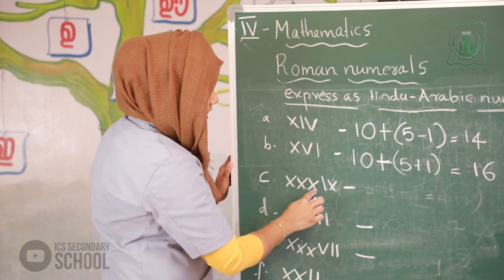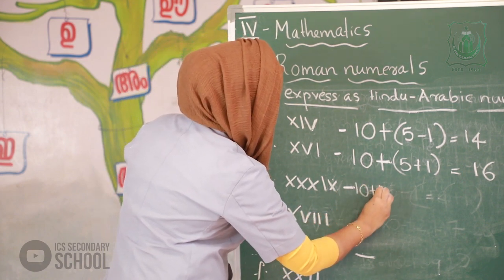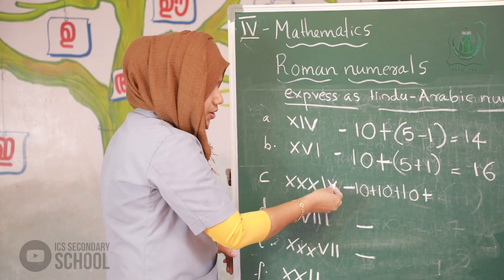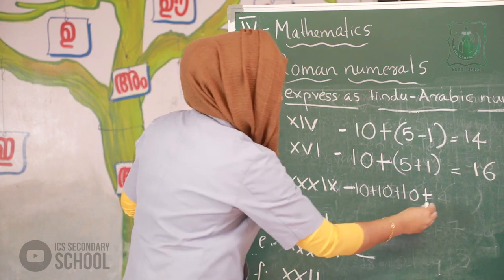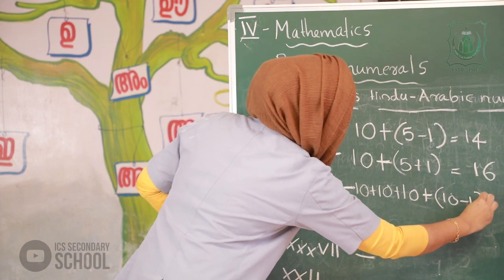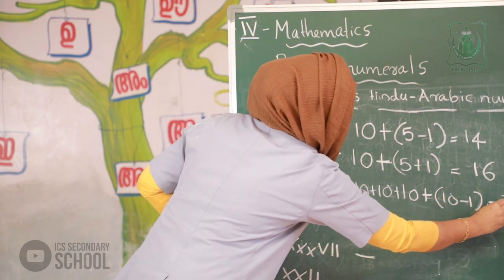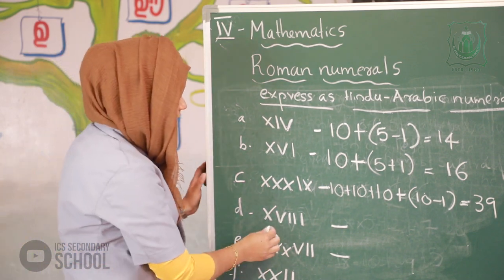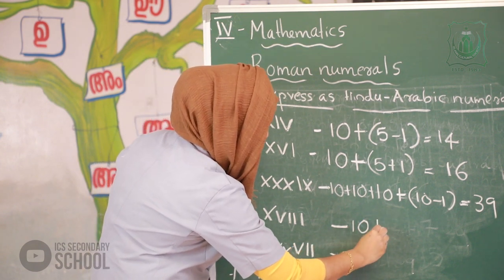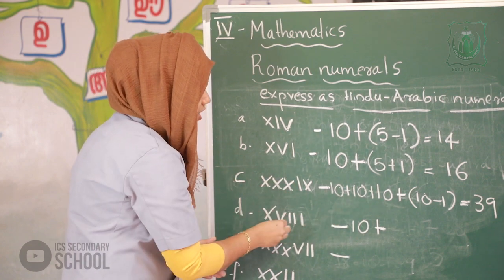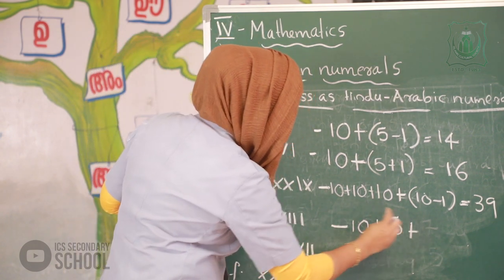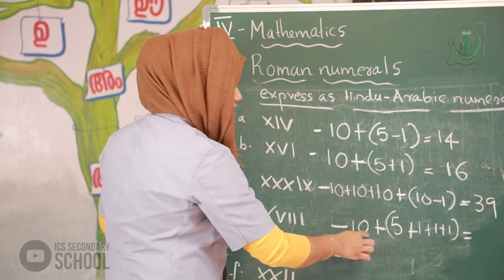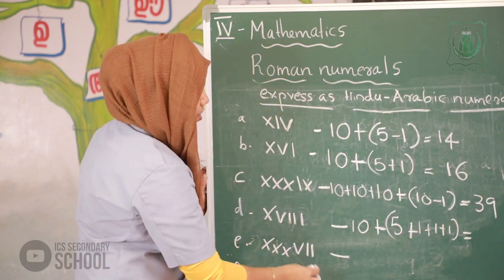And the third one: 10 plus 10 plus 10 plus the smaller value on the left of the greater value, so it is subtracted, 10 minus 1. That means 30, 39. So you should follow the rules of writing Roman numerals. And next, 10 plus the smaller values on the right of the greater value, so it is added. 5 plus 1 plus 1 plus 1, and the value is 10 plus 5, 18.